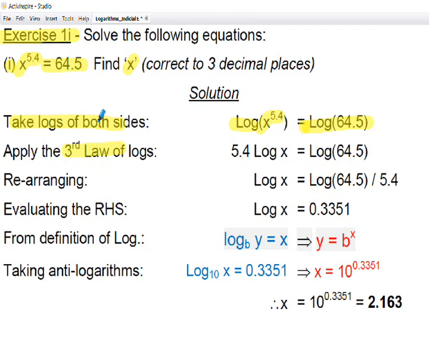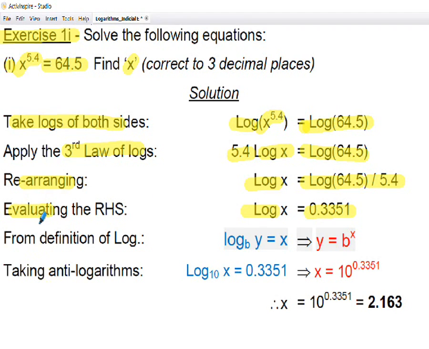Apply my third law of logarithms here to the left hand side. I go from the log a to the n format to the n times the log of a, log of x in this case. So 5.4 times the log of x is equal to the log of 64.5. Simply rearranging the equation to find log of x, make it the subject of the equation, I divide both sides by 5.4. So log of x is equal to log of 64.5 divided by 5.4. All I'm doing now is evaluating the right hand side, so log of x is equal to 0.3351.